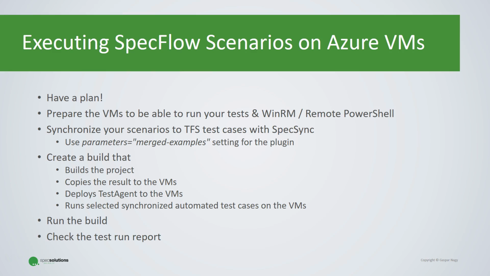Once you have that, you need to create a build. The build should build the project. It should copy the compiled result to the virtual machines. You can use this copy to VM task. You have to deploy the test agent, which is not only deploying the test agent, but also making sure that it's running. And you have to run the selected synchronized automated test cases on the virtual machines. If you run the build and the build is successful, then you can check the test execution report on the test run report section of the TFS web interface.